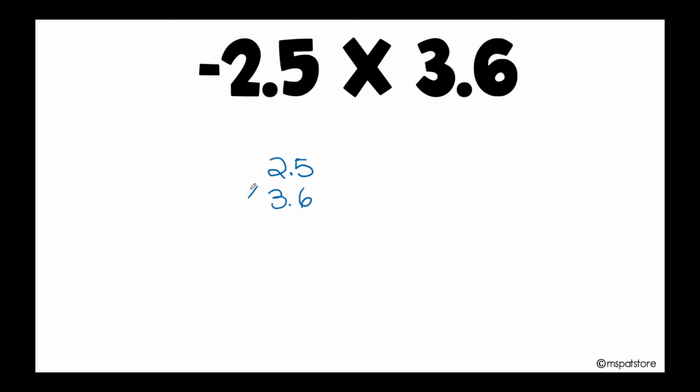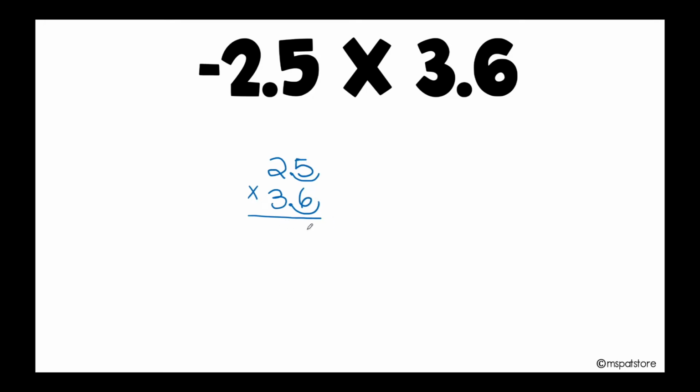So let's line them up. It will be this way. In multiplication, it does not matter if they have the decimal points lined up because we're going to shift it out and then shift it in again. So before I start multiplying, I'm going to shift out my decimal point. So I move it 1 time and 2 times out. So now I have like a whole number multiplication. 25 times 36. So let's multiply.